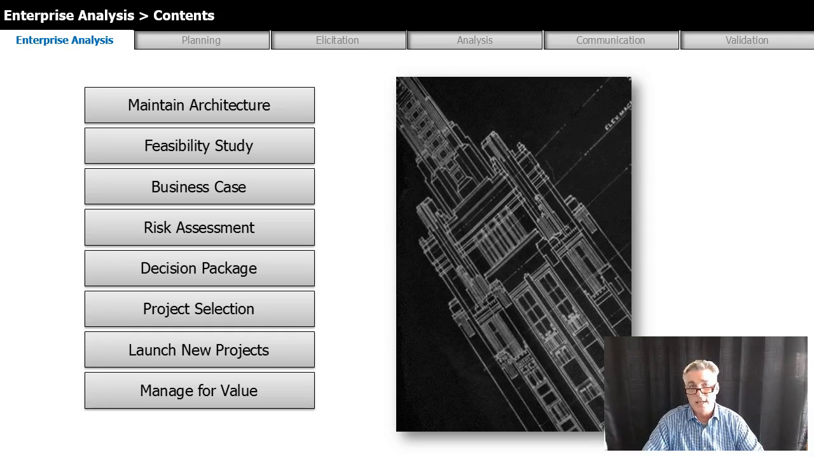So we're going to teach your analysts how to add on a business case and also how to address uncertainty in the form of risk assessment. And you take all those pieces, you put them together, it's called a decision package. And what that allows your executives to do is what we call project selection.